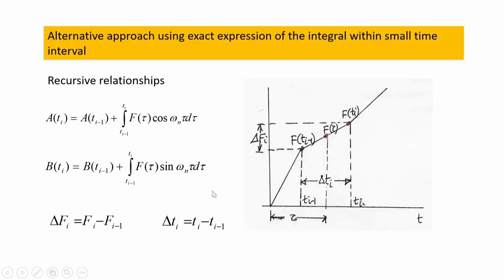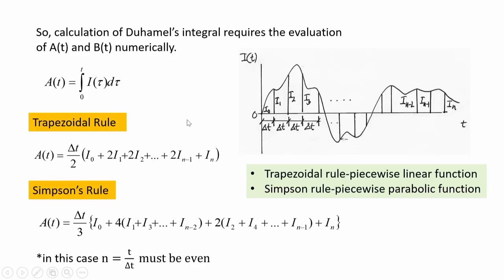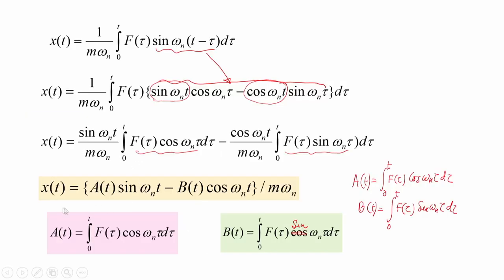So by this rule that we have stated here, by Simpson rule we calculate AT, and BT can also be calculated, and we get straightforwardly XT equal to AT into sin omega nt minus BT cos omega nt, divided by m omega n. Whatever the form of the forcing function may be, it does not matter, we can find the numerical integration of AT and BT.